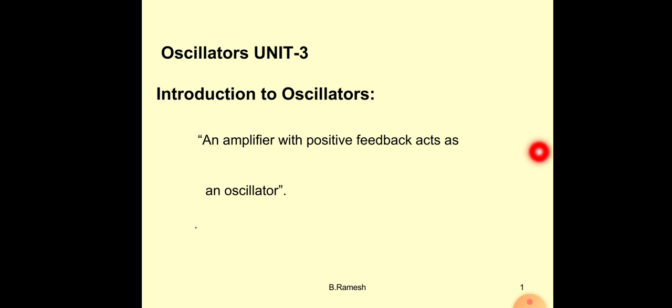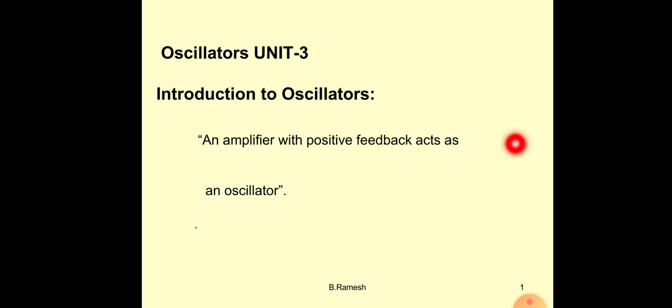In this oscillator we are using positive feedback. Why? Because with positive feedback the voltage gain is very high, so I can say theoretically infinity. In this oscillator we are not giving any source signal, only the bias voltage we are applying.